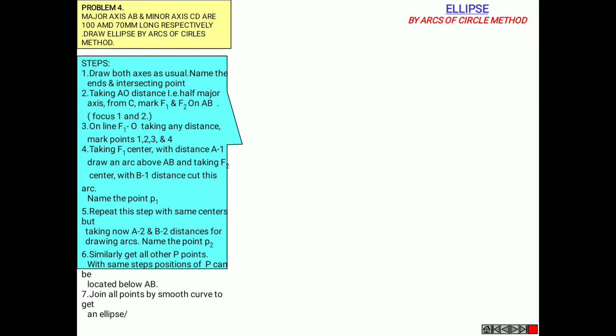Okay, before making the steps, we'll make the diagram and then we'll see it serially. For the first step, draw both the axes as usual and name the ends and intersection points. See, it's a major axis and a minor axis. Major axis of 100 mm and minor axis of 70 mm with the center O.